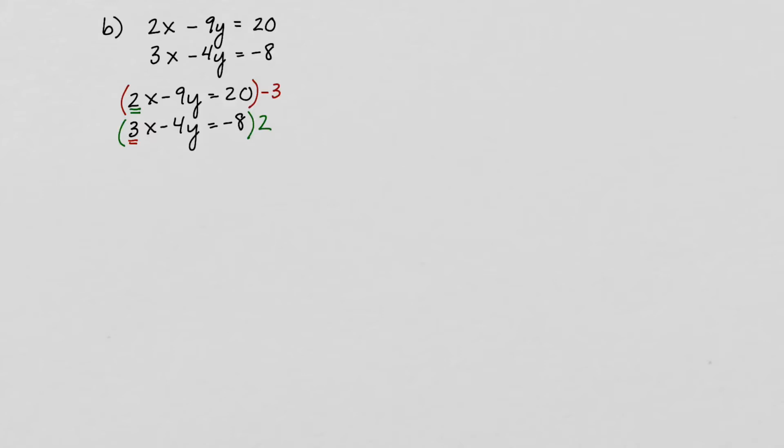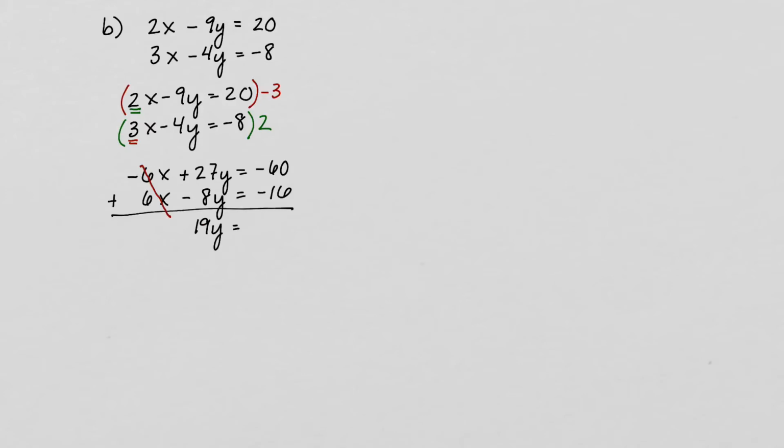And so now this is going to become negative 6x plus 27y equals negative 60, and 6x minus 8y equals negative 16. And now I can add these together, and when I add these together, notice I have a minus 6x and a plus 6x, so those go away. And then 27y minus 8y ends up being 19y, and this is negative 76. And then if I divide both sides by 19, y ends up being negative 76 over 19.